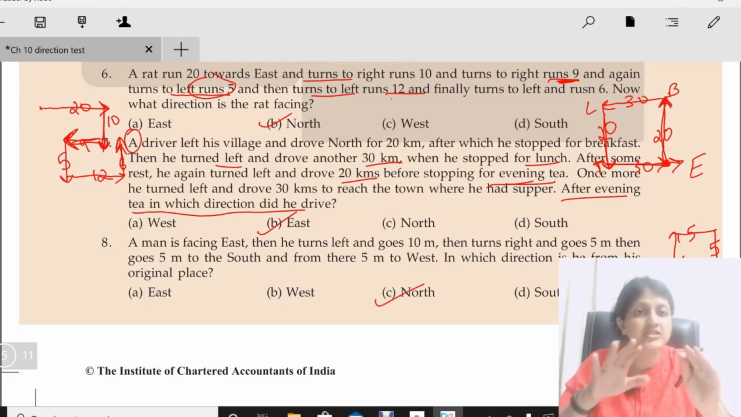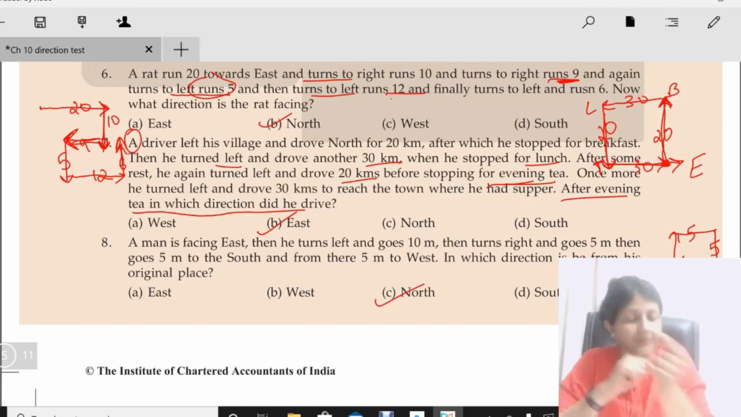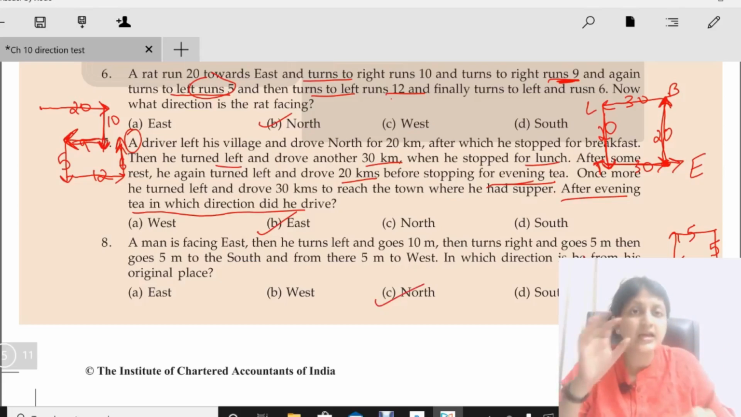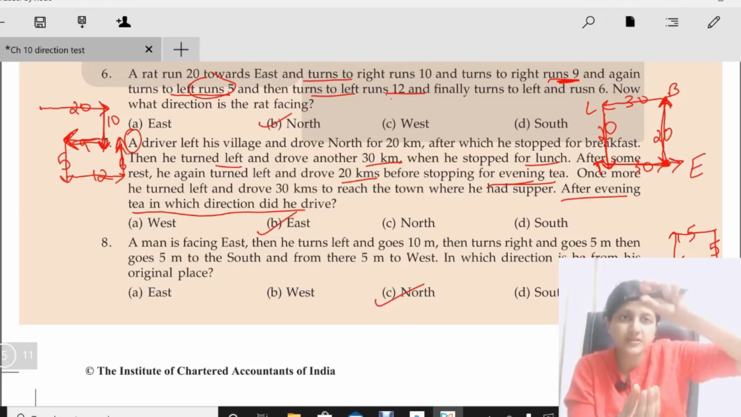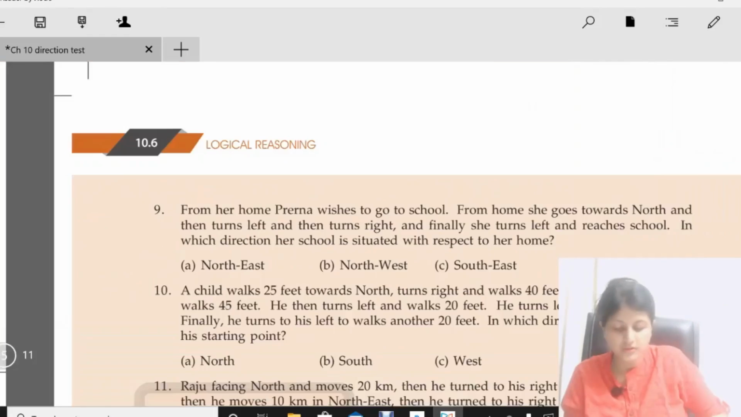If they had asked just in which direction he is going, it would have been west because he is going west. They are asking in which direction he is from the starting point. The starting point is in the south and now he is in the north. So now he is in the northern position. Okay.